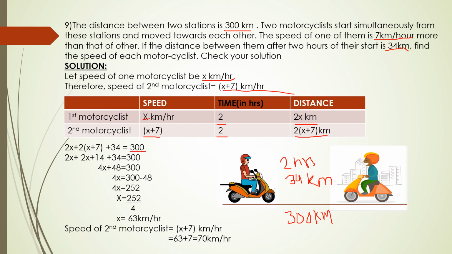Let's solve the bracket. 2x plus 2x plus 14 plus 34 is equal to 300. So 4x plus 48 is equal to 300. 4x is equal to 300 minus 48, that is 4x is equal to 252. So x is equal to 63 kilometer per hour. Means the speed of the first motorcyclist is 63 kilometer per hour. And so the speed of the second motorcyclist is 63 plus 7, 70 kilometer per hour.